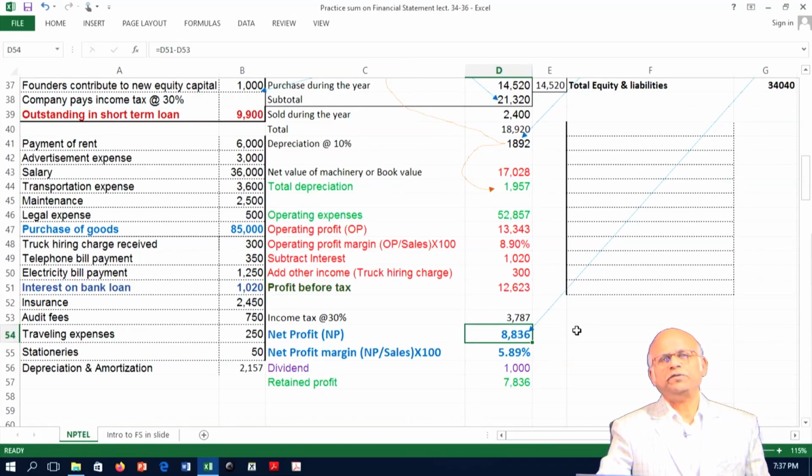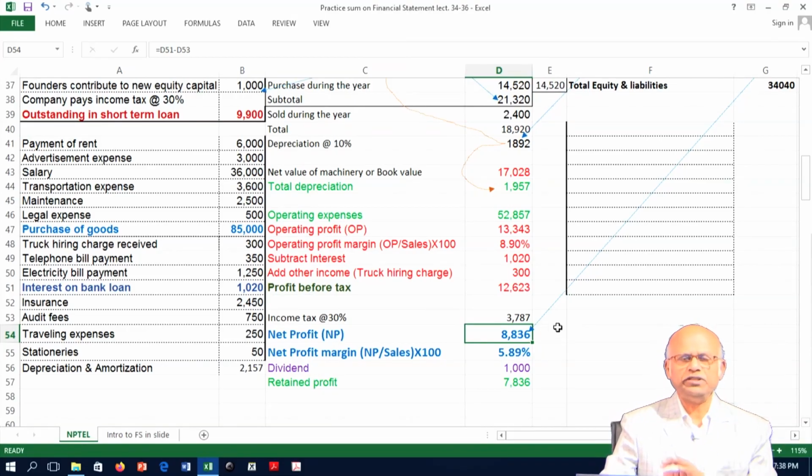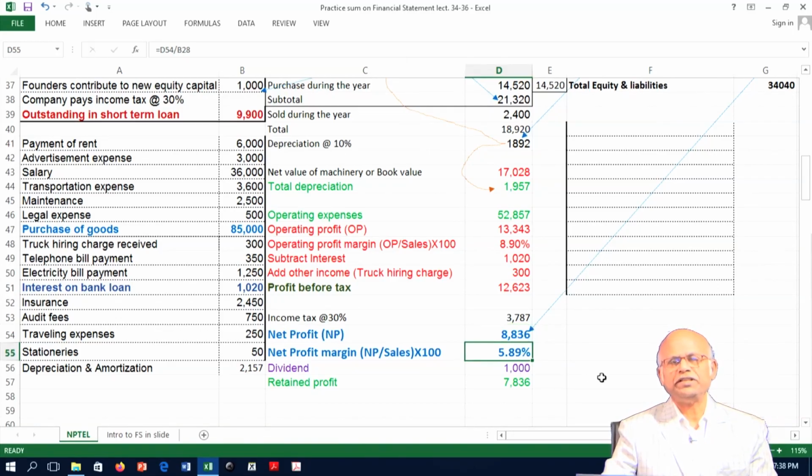Now, it is the prerogative of the owner to take away all the money, or to put all the money back into the business for its growth, either way, or they may take part of it and keep the other part, so that for business growth they can meet the necessary expenses or capital investment. And then net profit margin is also estimated in the same manner, net profit divided by sales.